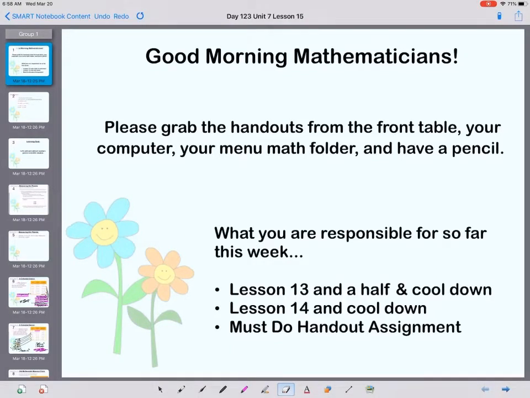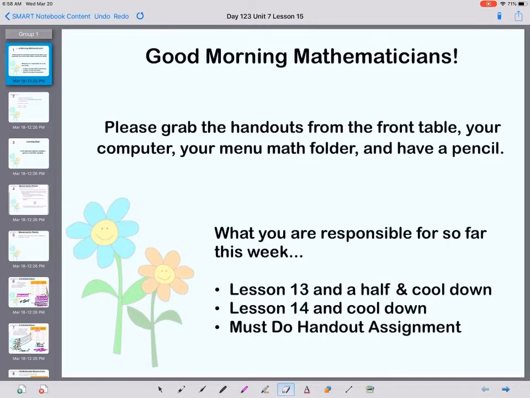So make sure that these 3 lessons are completed along with their cool downs and the 2 handouts now that you're going to have done for menu math. The one from yesterday, the must do, everybody must do, and then the one from today, the journal.